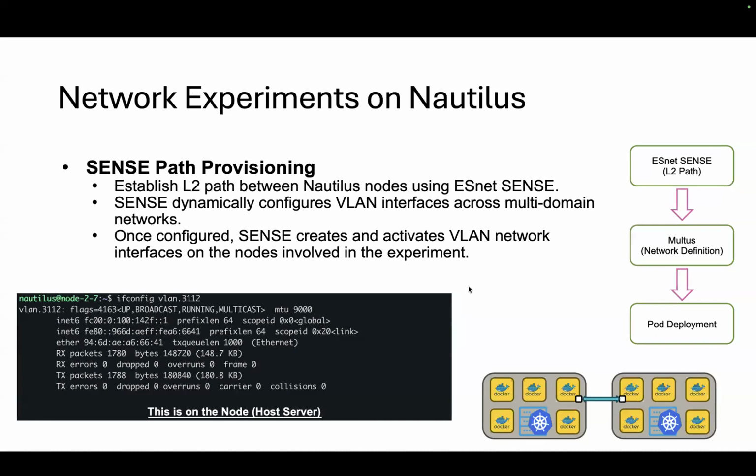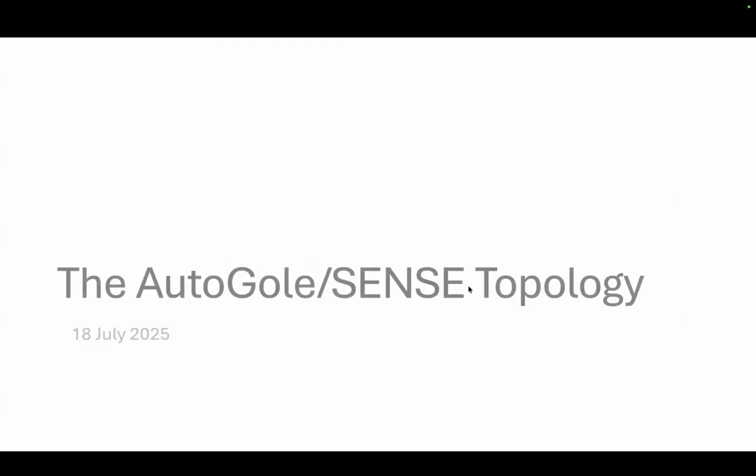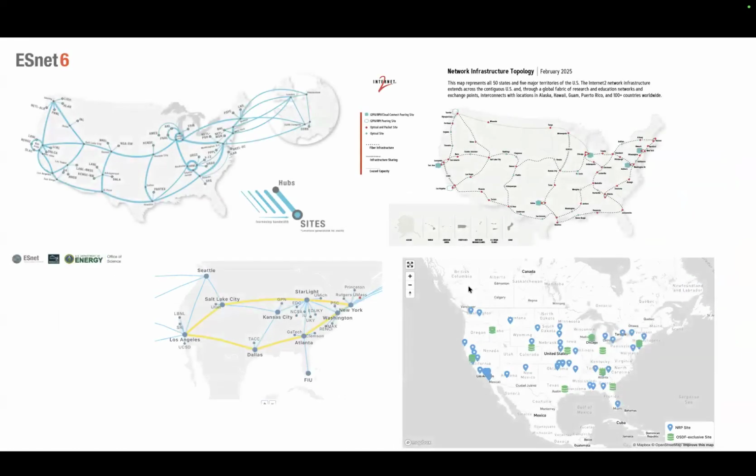So SENSE provisions the paths over VLANs, and Multus is a container network interface plugin that allows us to attach interfaces to pods. So the actual network interfaces that are on the host OS, we can just attach them with Multus to show up on the user pods, which are essentially, in Kubernetes, the smallest unit that runs a container. So you can say we can attach our interfaces to containers using Multus. And by that, we connect to the endpoints in these topologies.